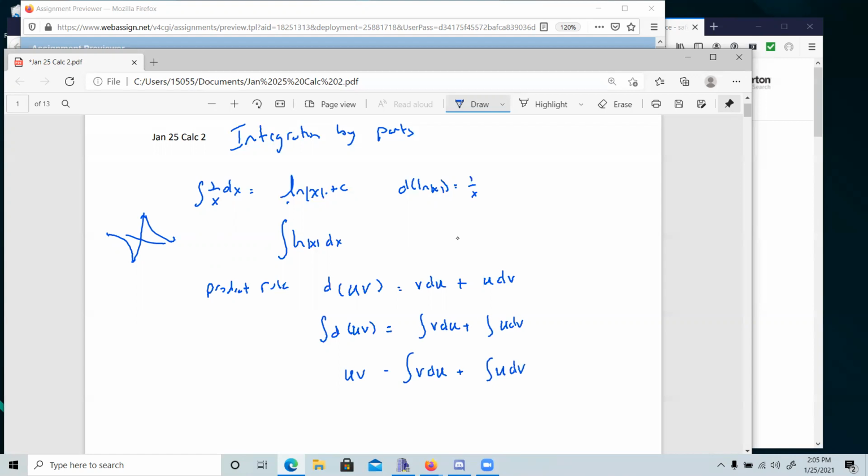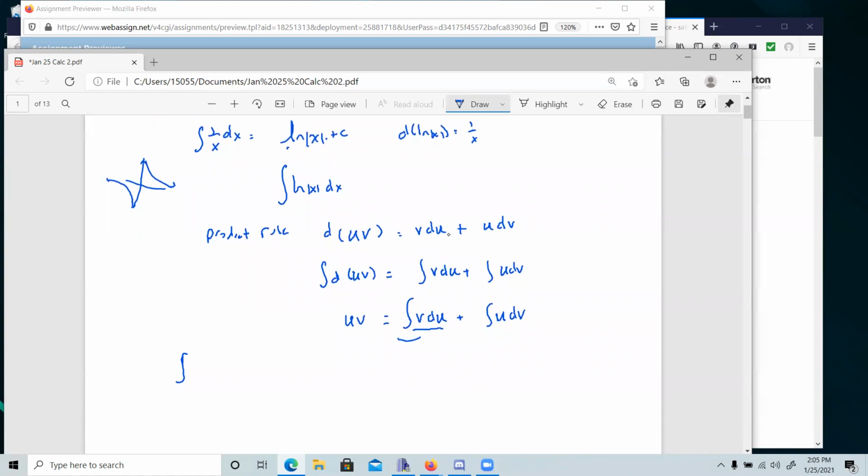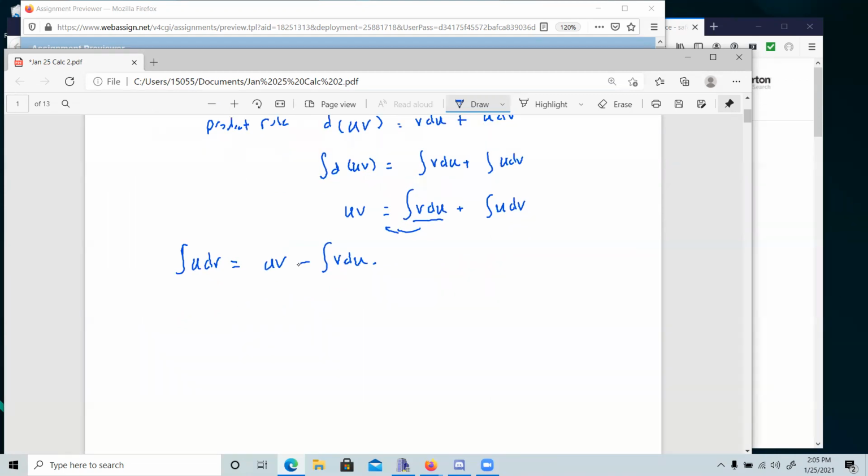Let's go ahead and do it this way. I am going to put this piece on the other side of the equal sign. So we have the integral of u dv is equal to uv, and then this went over, minus the integral of v du. And this is known as integration by parts.